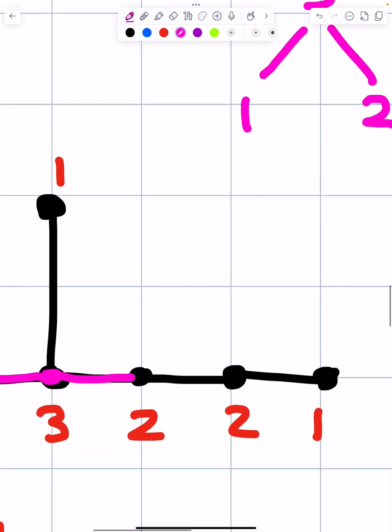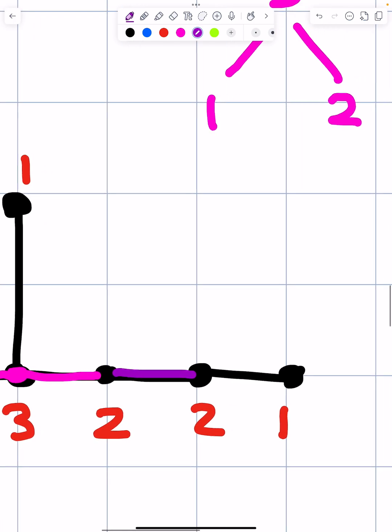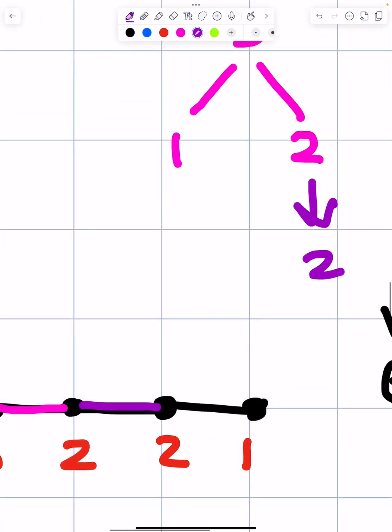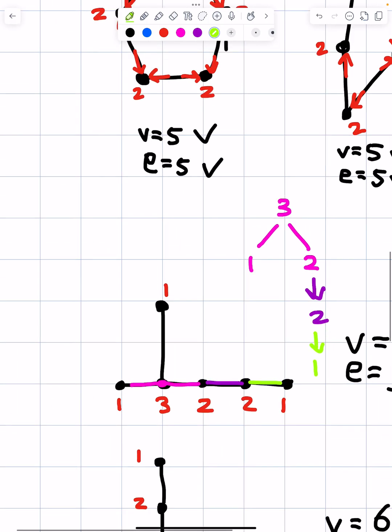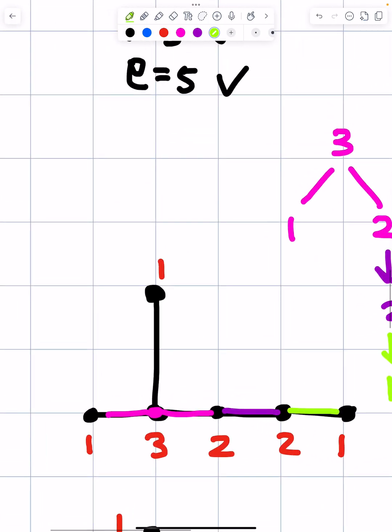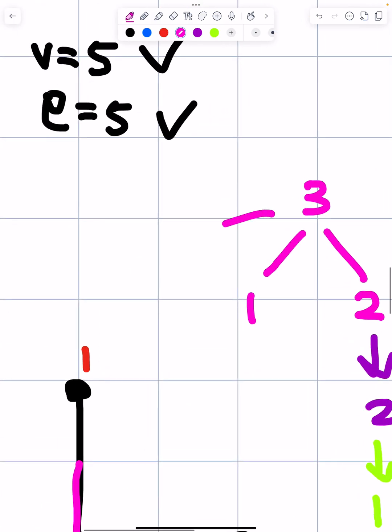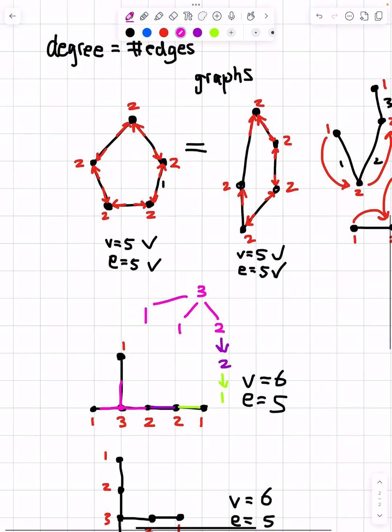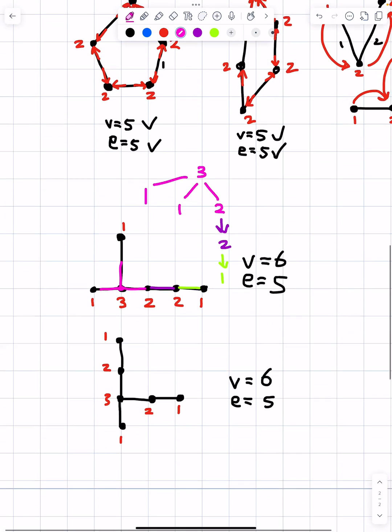And this 2 is connected to a 2. And that 2 is connected to a 1. And the 3 is connected to 2 1s. And 1, 2. This is important, I promise.